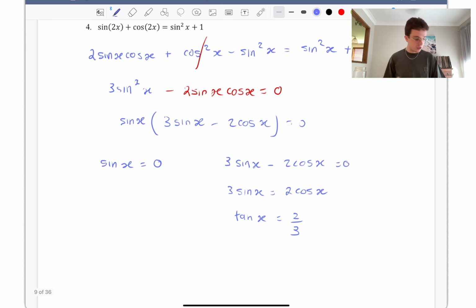Okay, so we've got two expressions there. We know that sine of x is equal to 0 at 0, pi, and 2 pi. And tan of x equaling 2 on 3 is not quite as exact. Let me just quickly put my calculator in radians.